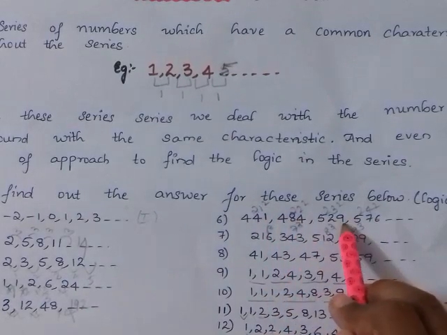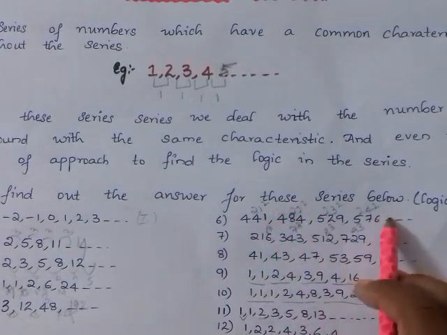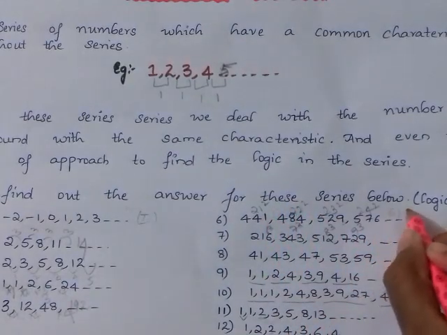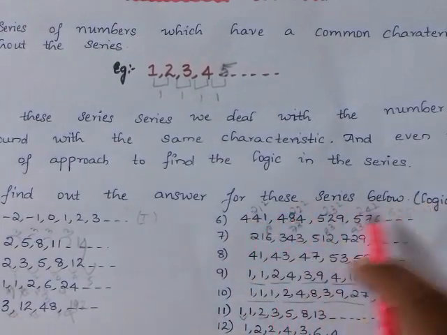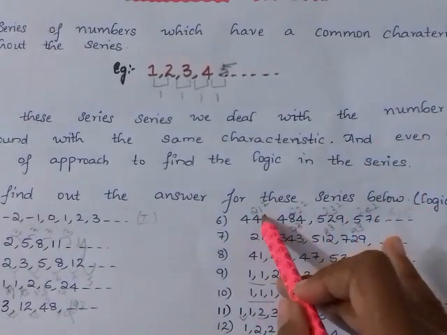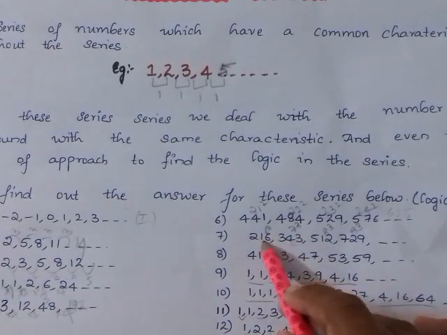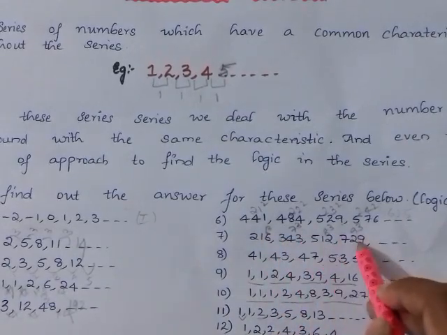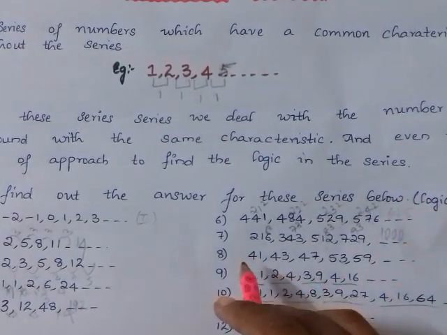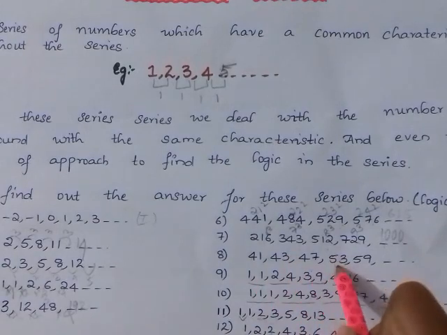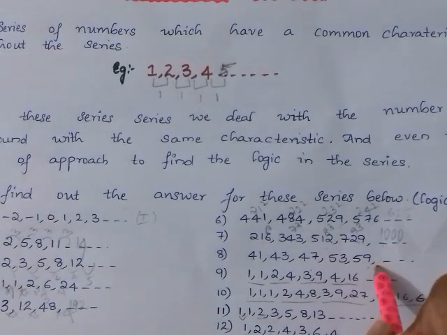Next, going to the sixth one, 441, 484, 529, 576. So the next number would be a square of 25, 625, because all the numbers are consecutive numbers from 20 and their squares are the series. Next, this is cube series, 6 cube, 7 cube, 8 cube, 9 cube. So the next one would be 10 cube, 1000. Next, 41, 43, 47, 53, 59. These are a series of prime numbers, consecutive prime numbers.